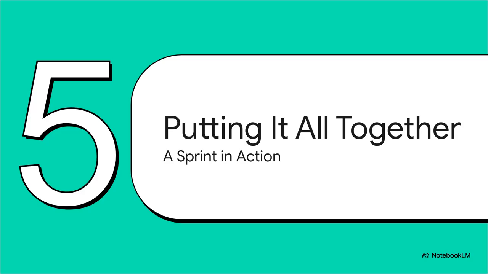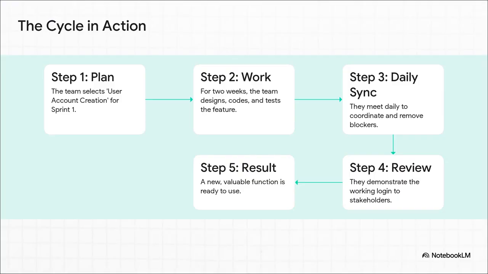Okay, we've covered the theory, the roles, the events, the artifacts. Now for the fun part. Let's walk through one complete sprint for our transit app and see how all these pieces fit together. All right, Sprint 1. The team gathers for planning. The product owner says, the most important thing right now is letting users create an account. So that's the goal. For the next 2 weeks, that's their entire world.